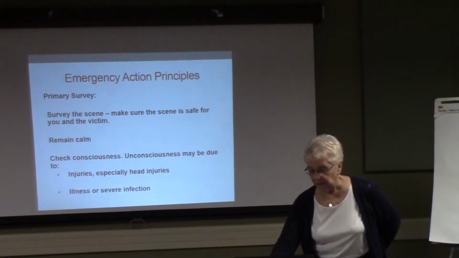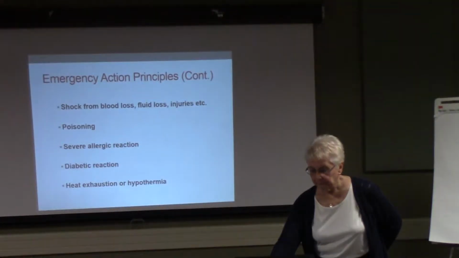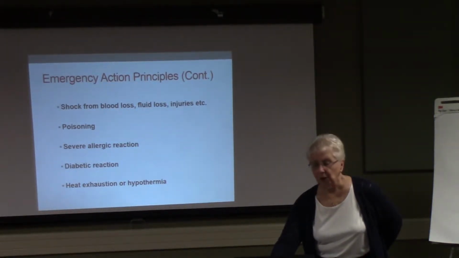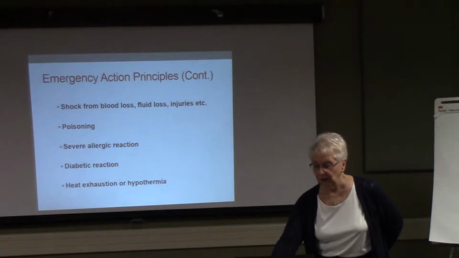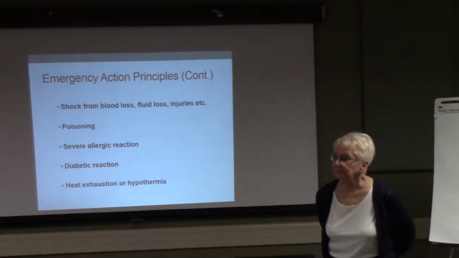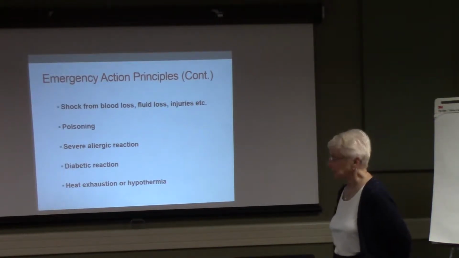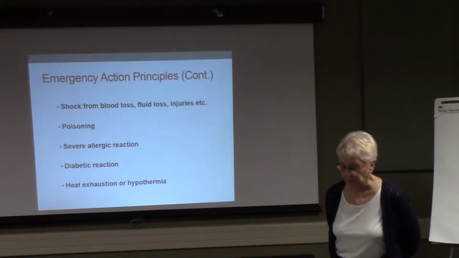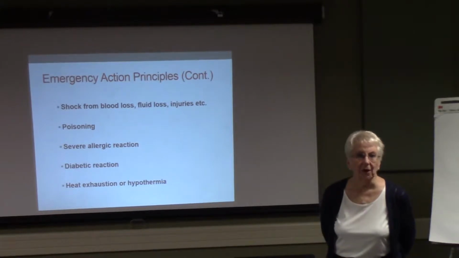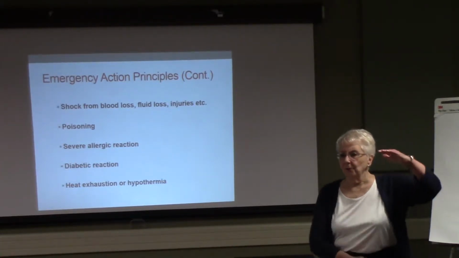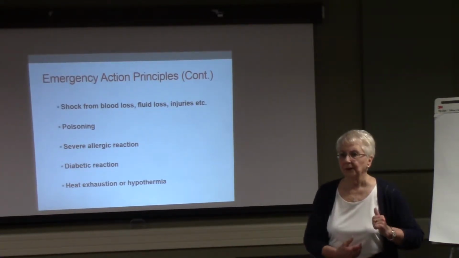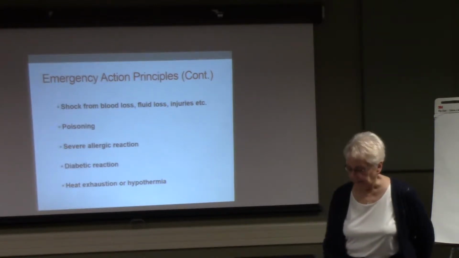Unconsciousness can be due to a lot of things. Illness, severe infection, shock from blood loss, fluid loss, injuries. We'll talk more about shock. Poisoning, severe allergic reactions, diabetic reactions, heat exhaustion, or hypothermia. All of these things can cause unconsciousness. And there's no way you could put the whole list on there. So there's a lot of things.